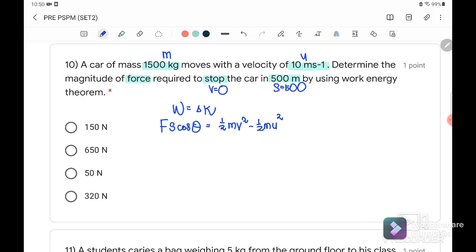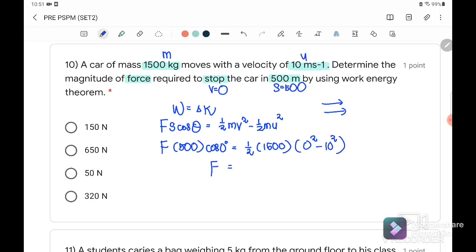Okay, so K final minus K initial. Force is the value that we want to find. S is 500. Cos is cos 0 because force and displacement are in the same direction. Equals half m, 1500. V squared is 0, U squared is 10 squared. So I factorize out half m. Finally, the F that we will get is equal to 150 Newton. So the answer here is A.